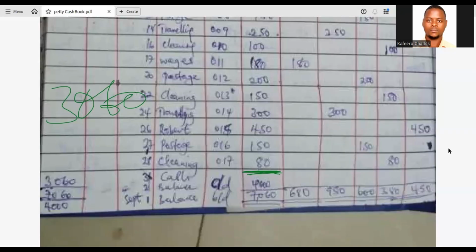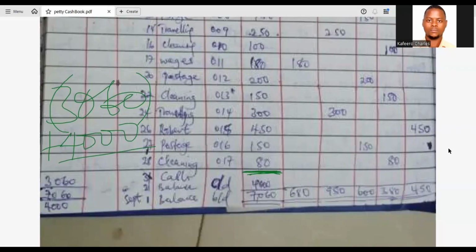But now we were given 4,000 US dollars, meaning you get the 4,000, you less off this. What do we have as the balance? So the cashier gave us 4,000 US dollars and we spent 3,060 US dollars, and this means that we only need a reimbursement.